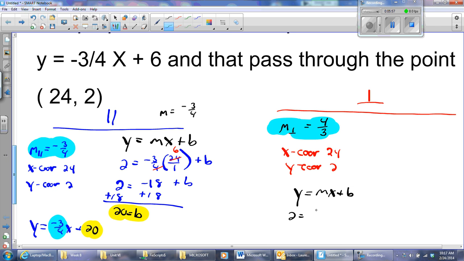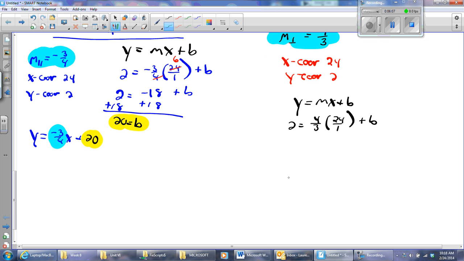And so I will get y equals mx plus b. 2 equals 4/3 times 24 over 1 plus b. And so 2 is going to equal 8 times 4 is 32 plus b, right? Subtract 32, and I will get negative 30 equals b.